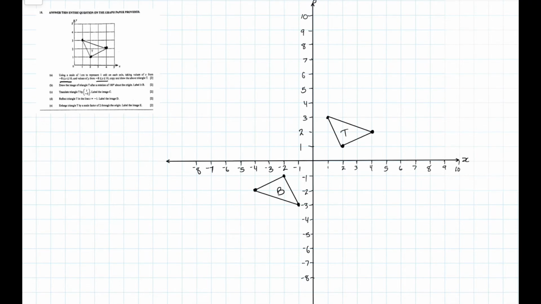Cool. Next question, it says to translate triangle T, so we're back to the main triangle, by 1, -5, label the image C. So the translation is 1, -5. 1 is rise and -5 is run, which means that we should go up once because it's a positive, and to the left 5 times because negative is the left direction.